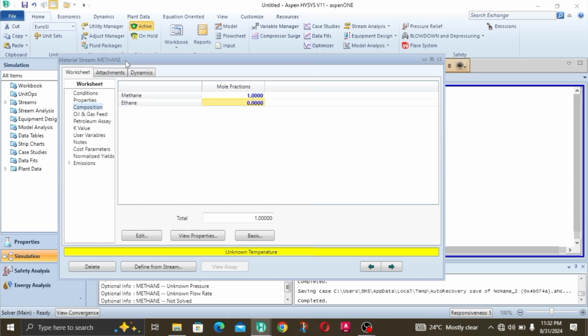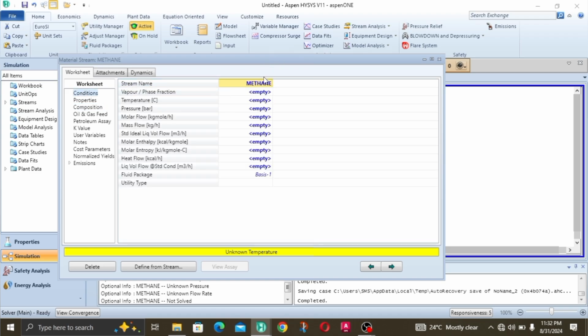So if this was a stream of methane and ethane, we could select the composition, maybe we would want 70% methane, 30% ethane. If we wanted an equal amount, we'd say 0.5 methane, 0.5 ethane, meaning 50% methane, 50% ethane. But this is solely a methane stream, so it's 100% methane. Now we are done with the composition, back to conditions.